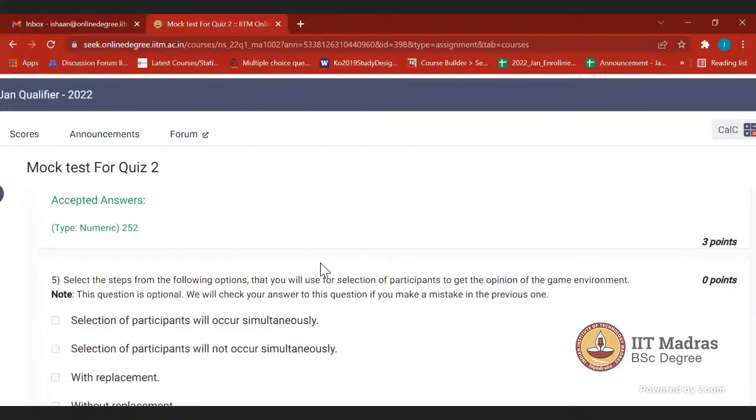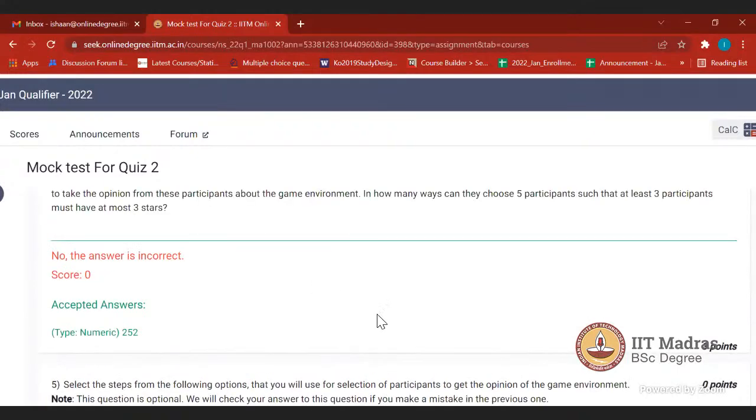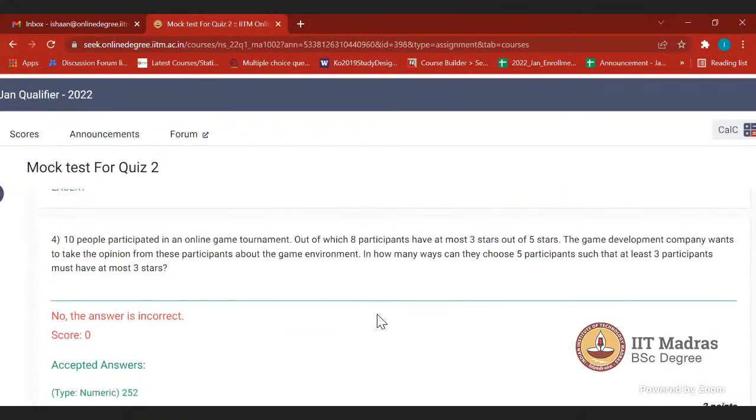Sir, for question 4, it will be 8C3 into 2C2, plus 8C4 into 2C1, plus 8C5 into 2C0. Yes, you can do it like that as well. Then it's just the calculation I have to do. Yeah. Or you can directly do 10C5.